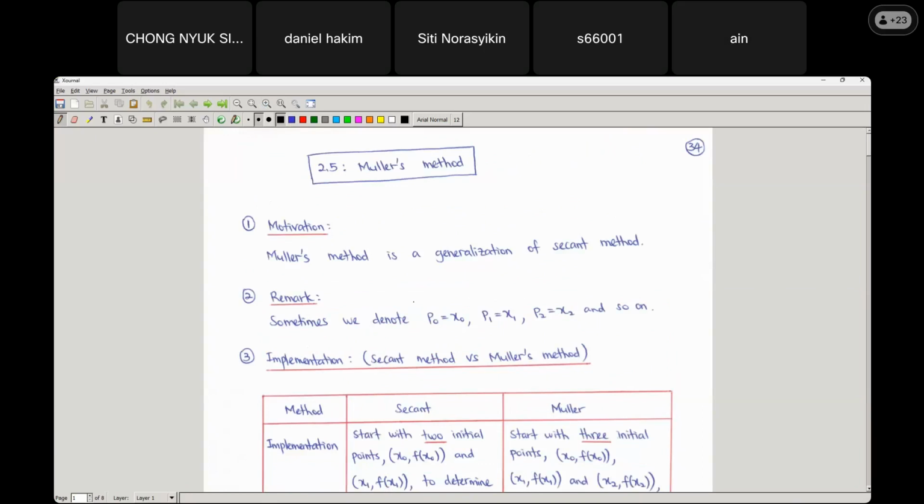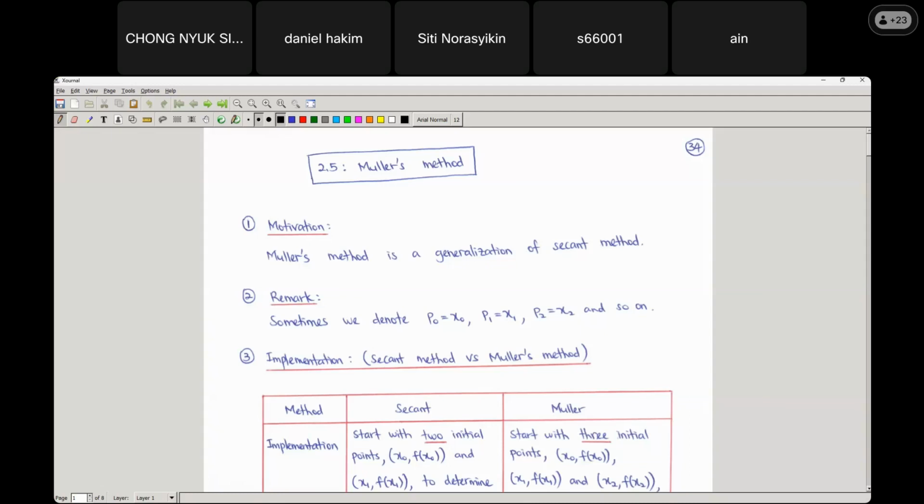Now, section 2.5 is about Muller's method. Muller's method is a generalization of the secant method. So that means, you see, Newton, secant method. The secant method applies a similar concept to Newton's method. Muller's method uses the general form of the secant method. So they are actually all related to each other. All right, but what are the differences?